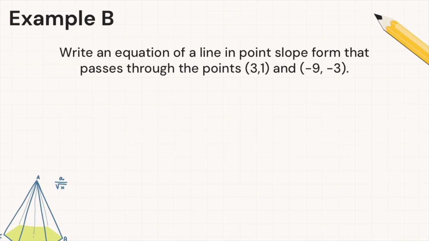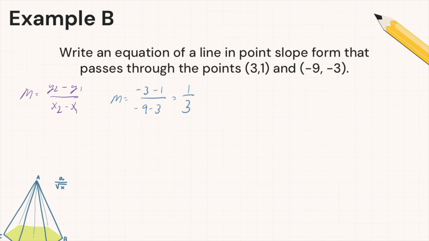Here at example B, it says write an equation of a line in point slope form that passes through the points 3, 1 and -9, -3. We've got a few steps to follow here. First of all, in order to write it in point slope form, we have to have the slope, which we don't currently have. So we're going to first do that by using our slope formula, and we know that's going to be m equals y2 minus y1 over x2 minus x1. So that we know our slope formula, we can go ahead and plug in the information that we have. We know that m is going to be equal to -3 minus 1 over -9 minus 3. We do all that, we end up with positive 1/3. So our slope is going to be 1/3.